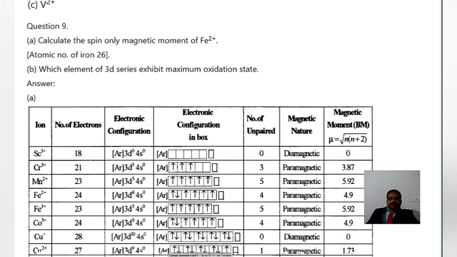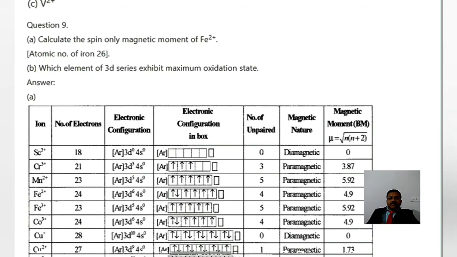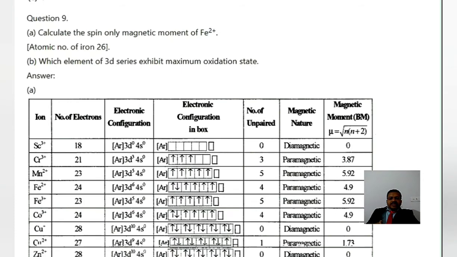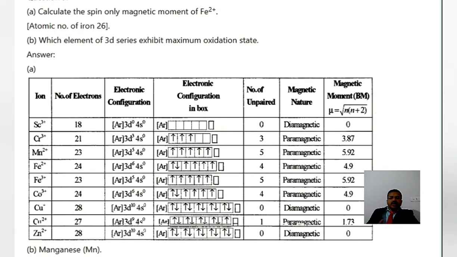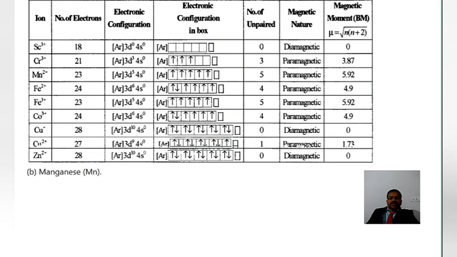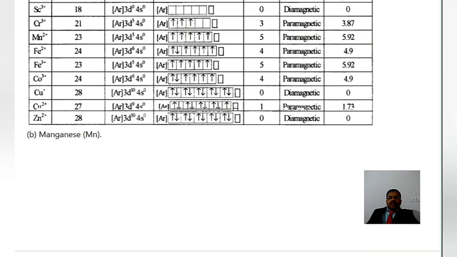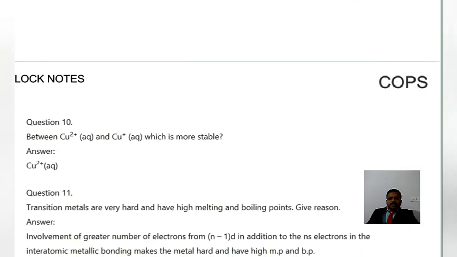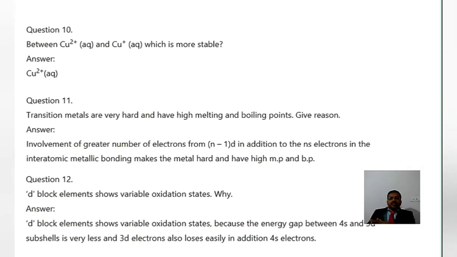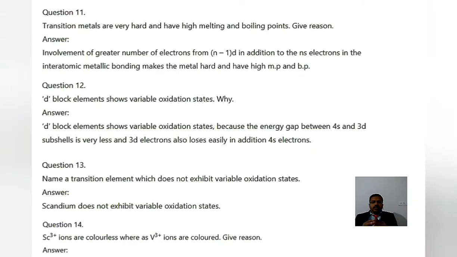And question number 9b is, which element of the 3d series exhibits maximum oxidation state? We already discussed the answer. Manganese is the element that is exhibiting the maximum number of oxidation states. Question number 10. Between Cu2+ and Cu+, which is more stable? You write the electronic configuration, and based on that you can see that Cu2+ is more stable.